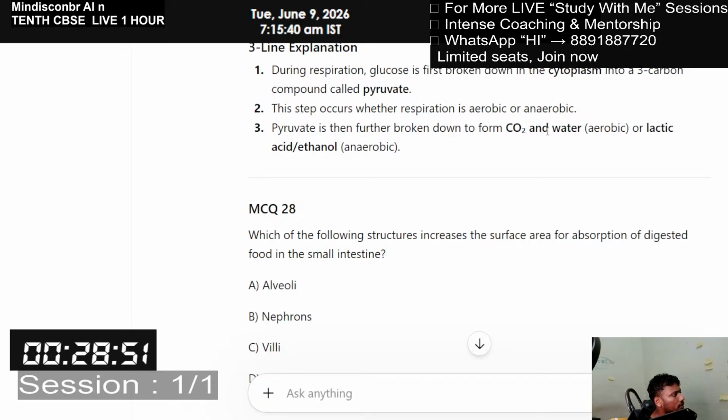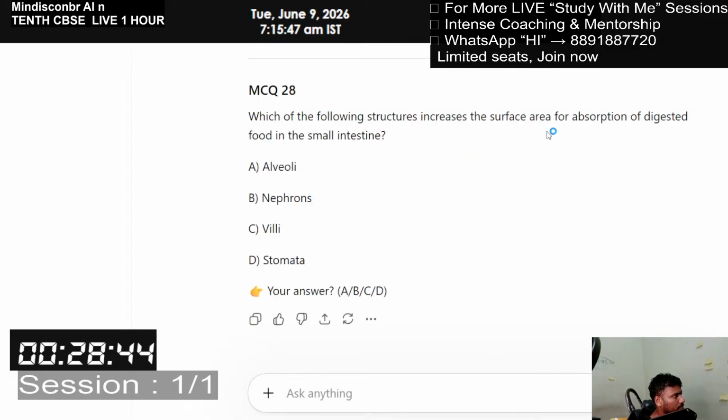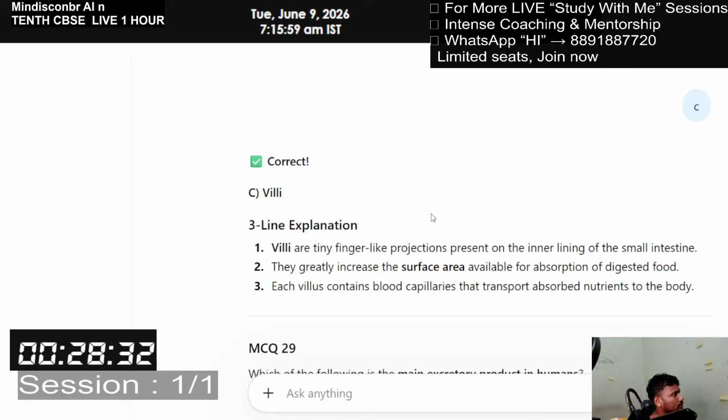Which of the following structures increases the surface area for absorption of digested food in the small intestine? Villi. Villi are tiny finger-like projections present in the inner lining of the small intestine. They greatly increase the surface area available for absorption of digested food. Each villus contains blood capillaries that transport absorbed nutrients to the body.